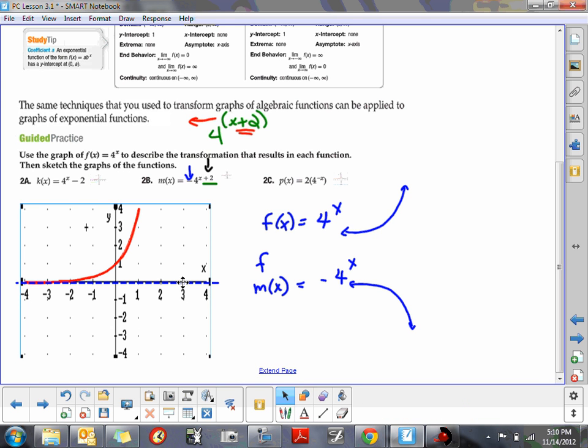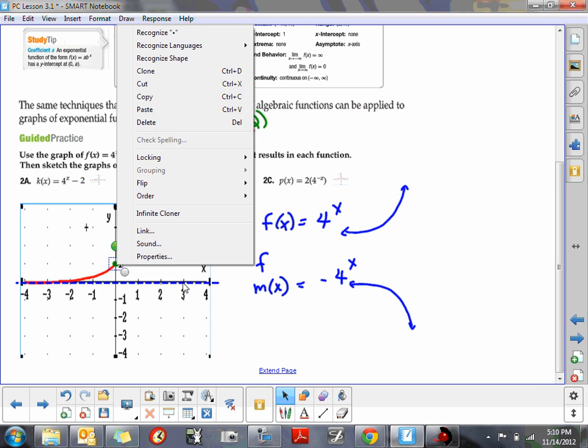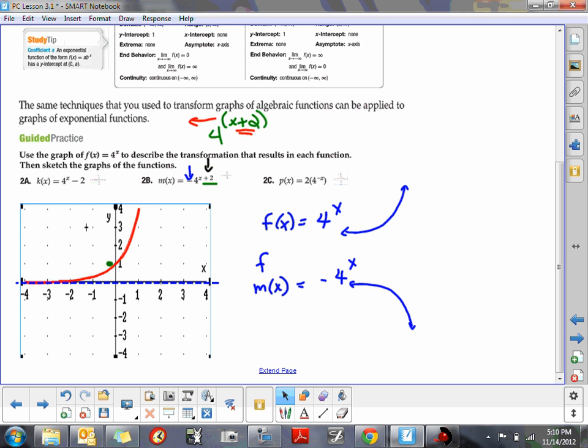Let's take our point here. This is our nice tracker point. We want to go 2 units to the left. So that's going to go over to -2.